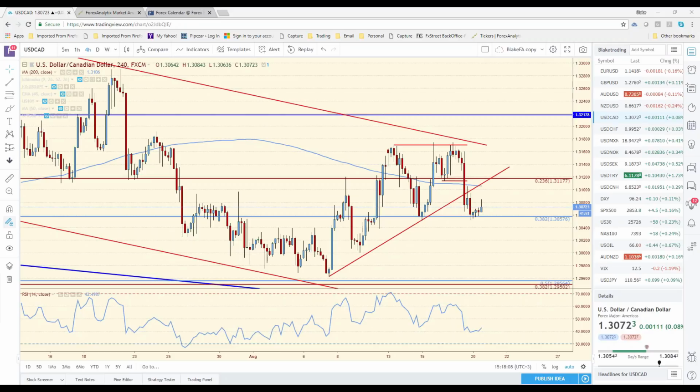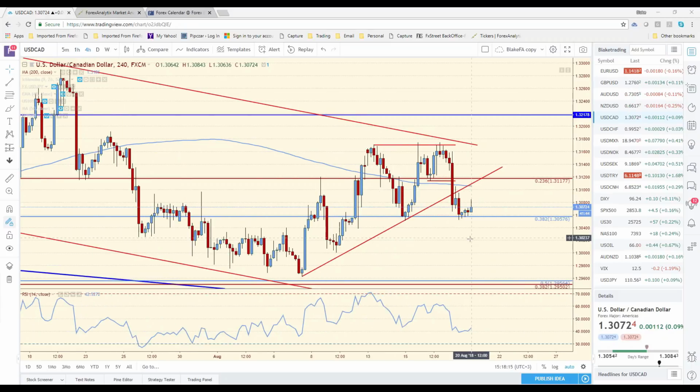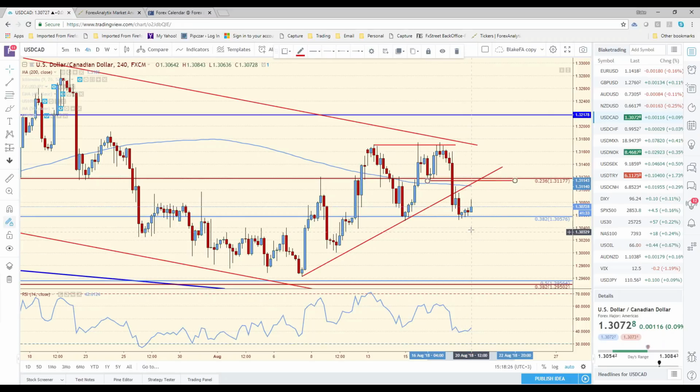Okay, let's take a look at the Canadian. All right, so we have the Canadian. Now the Canadian got the severe beat down following the inflation data that came out of Canada on Friday. It was inflation data, I believe, if I'm not mistaken. I actually shorted that a couple of times on Friday, made a little bit of money, and I am not trading it right now.